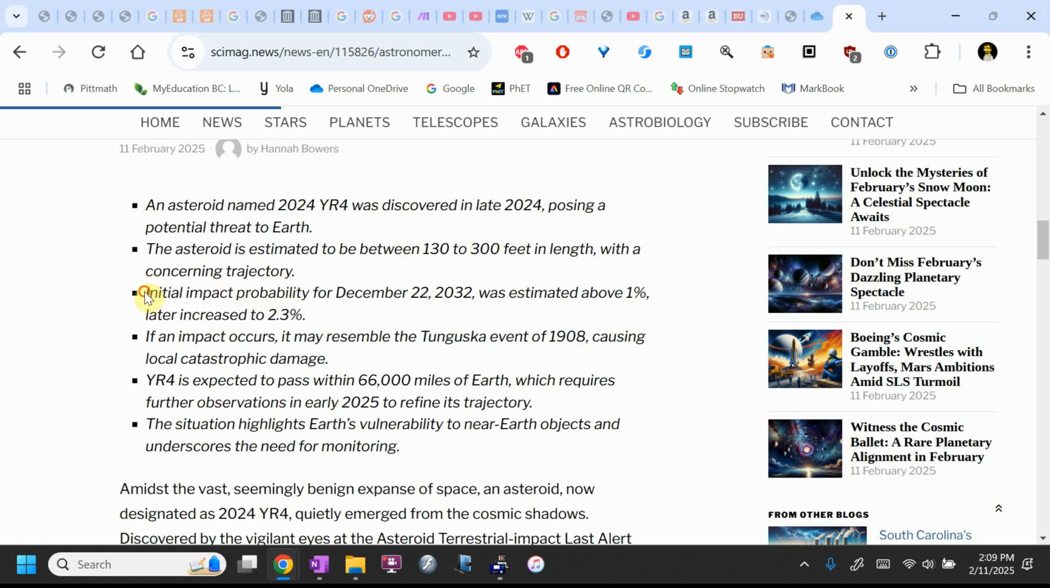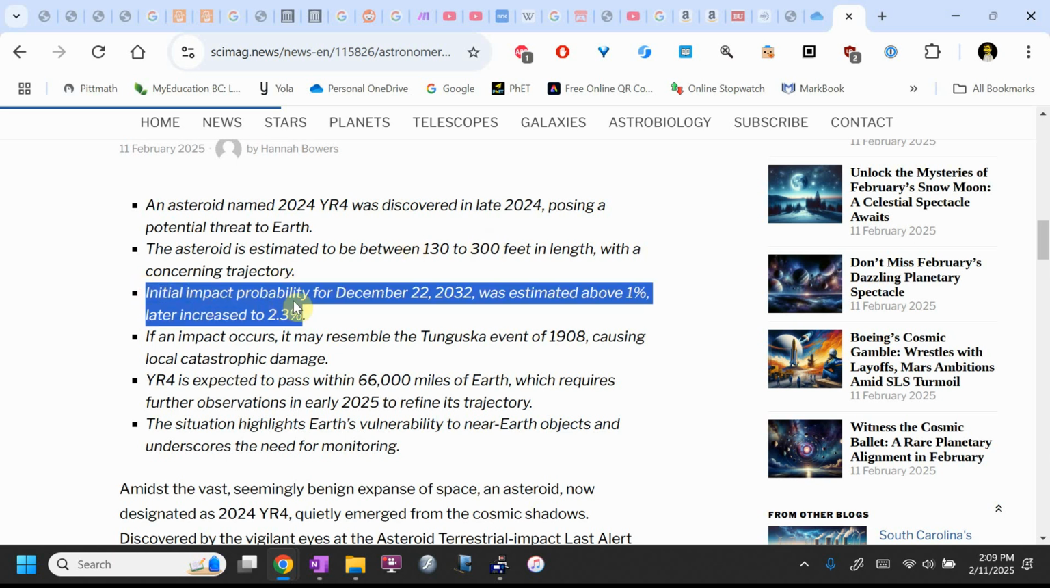The initial impact probability for December 22nd was above 1%. It's now up to 2.3%, and it's going up. So what does this mean?